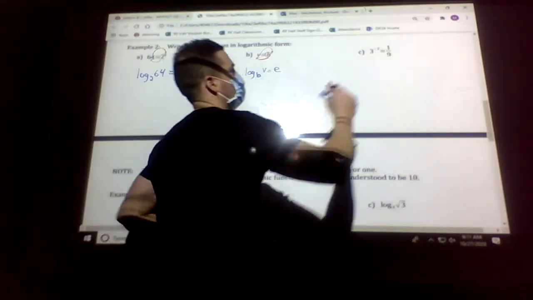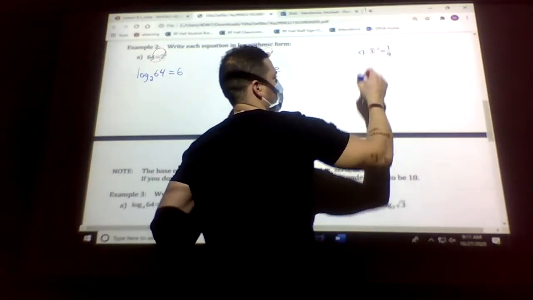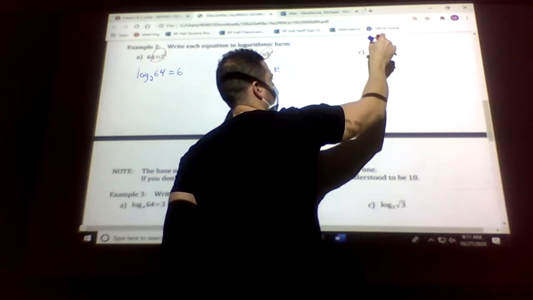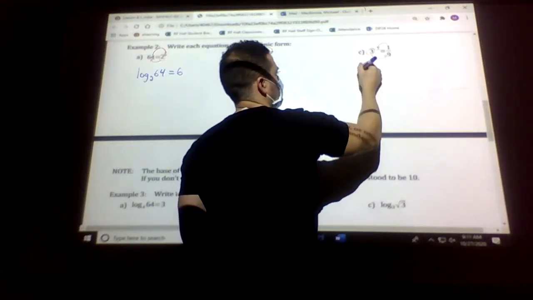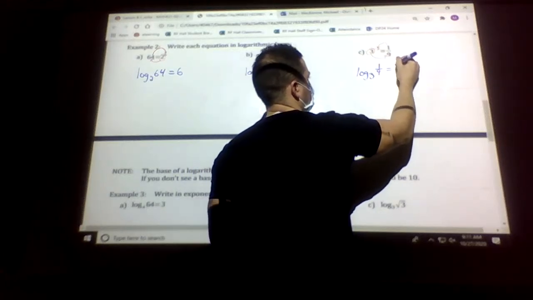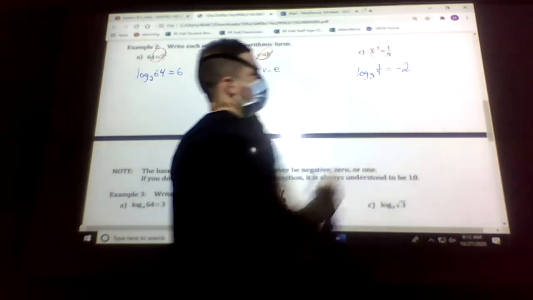And lastly, again, start with the base, which is 3 in this case. So log base 3 of 1 over 9 equals negative 2.